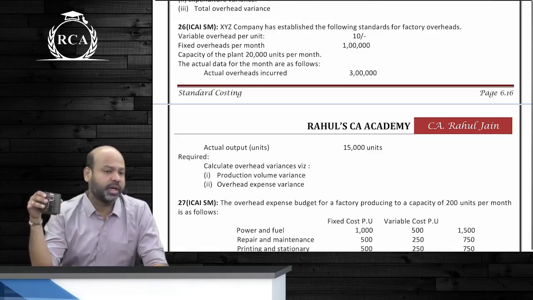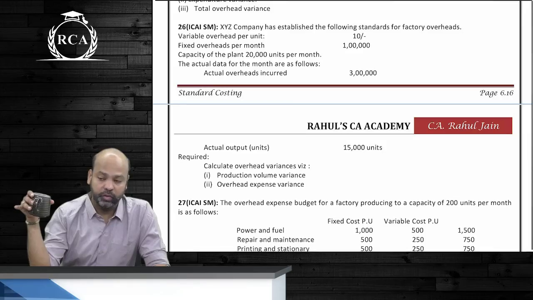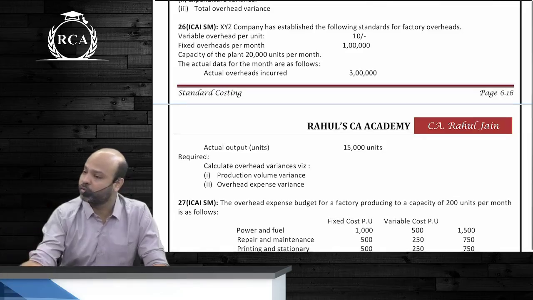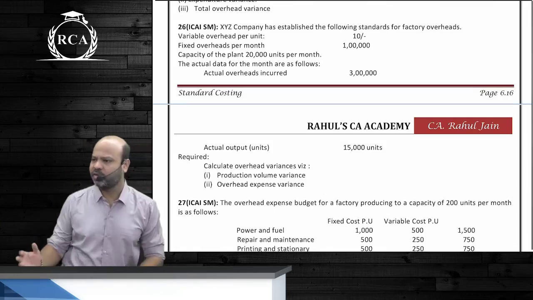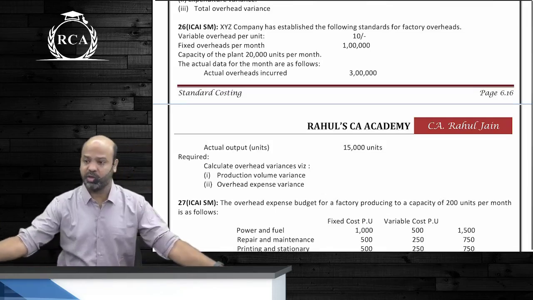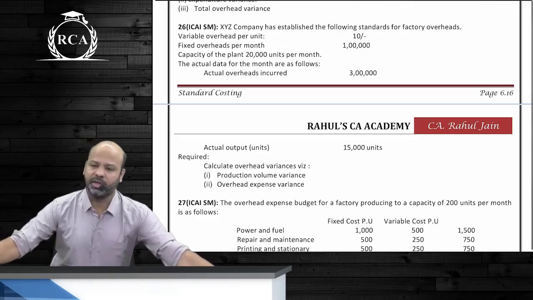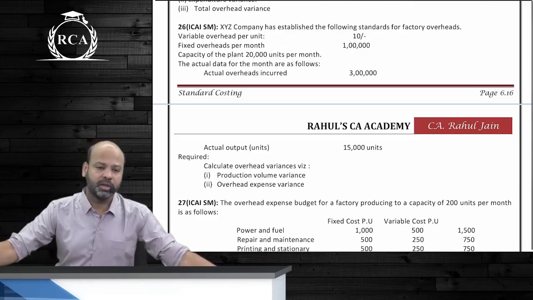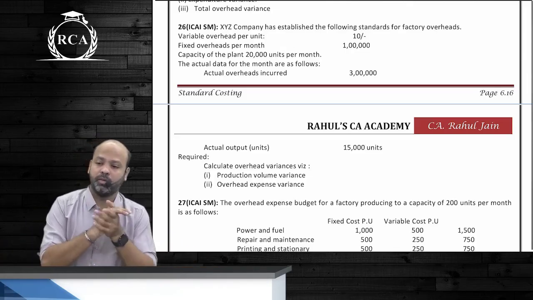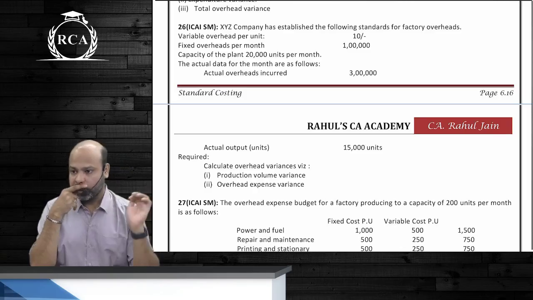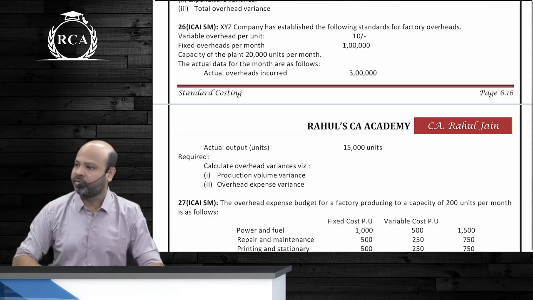Volume variance is pretty simple, guys, because volume variance arises only under fixed overheads, not under variable overheads. I know the amount of my budgeted fixed overheads. I know the amount of budgeted output. I know the amount of actual output. Will I be able to compute my standard recovery rate per unit? As per the budget, fixed overheads how much? 1 lakh. 1 lakh divided by 20,000 units. Your recovery rate per unit is 5 rupees.